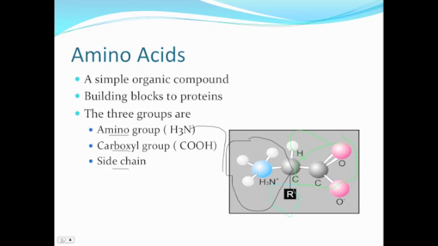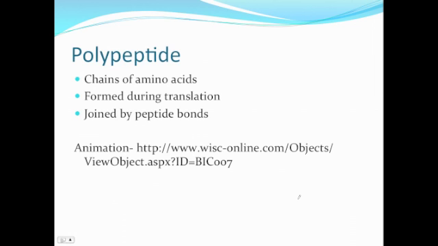So a polypeptide is like a chain of amino acids. It's almost like a necklace, and the amino acids are the beads, and the peptide bonds are like the lace or whatever you use to put your beads on. And they're formed during translation, and as I said, they're joined by peptide bonds. So here we have a small animation that we're going to use to get a better understanding of polypeptides.